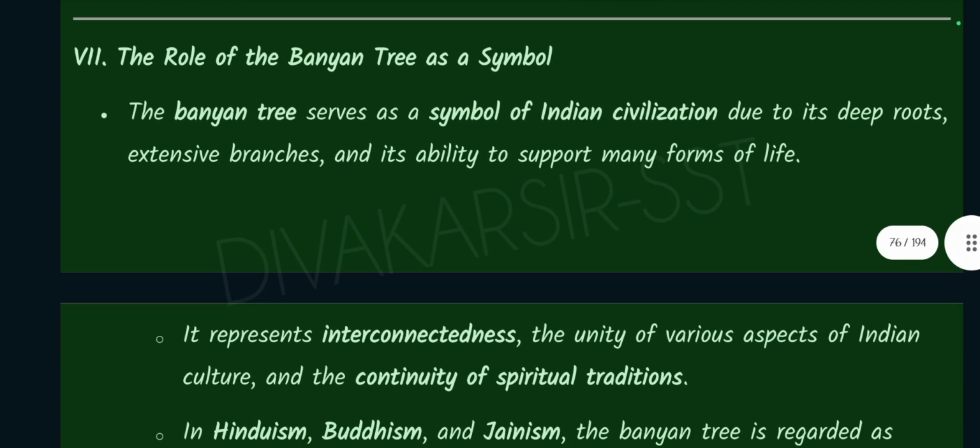Number 6. The role of the banyan tree as a symbol. The banyan tree serves as a symbol of Indian civilization due to its deep roots, extensive branches, and its ability to support many forms of life.